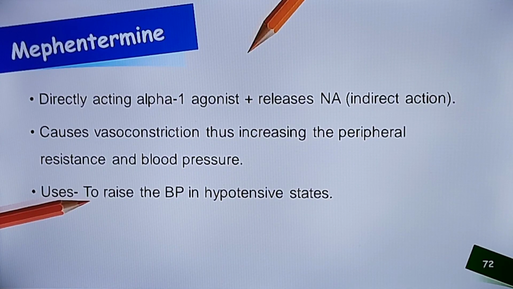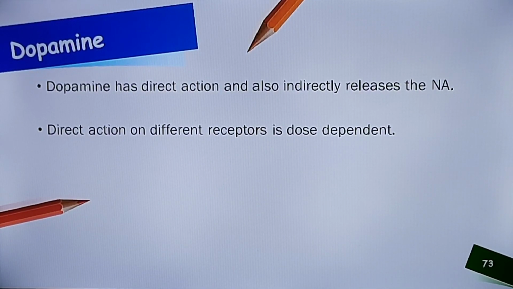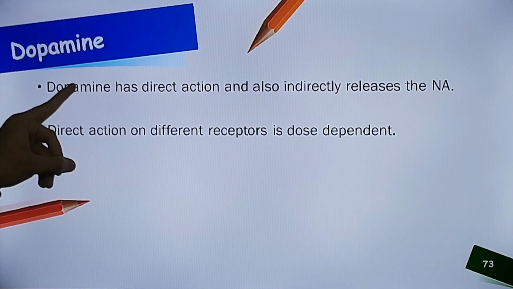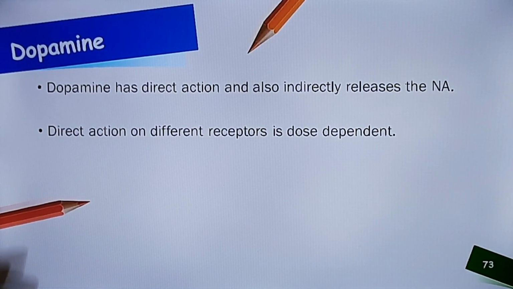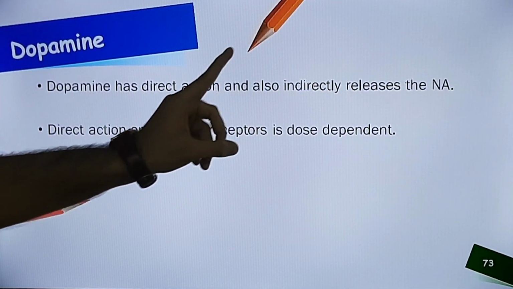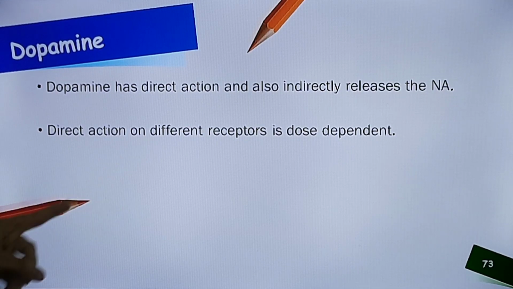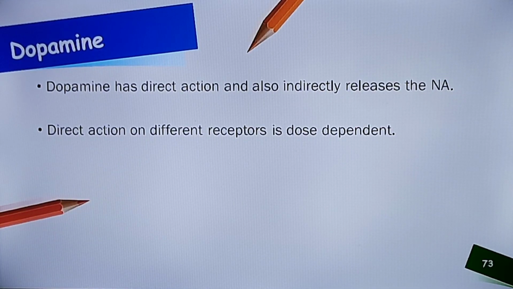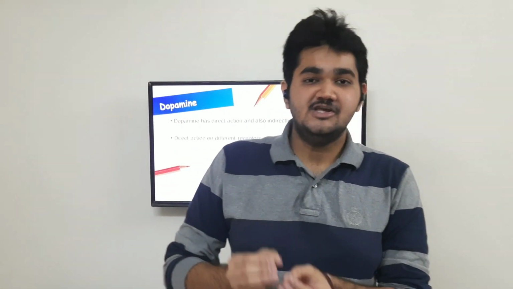Last one, you know our friend that is dopamine. This dopamine has a direct action and also it can indirectly release noradrenaline. But remember, ये जो direct action है that is a dose dependent phenomenon, and dose dependent phenomenon we covered it in our previous video lecture.